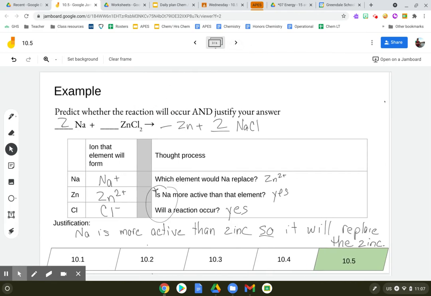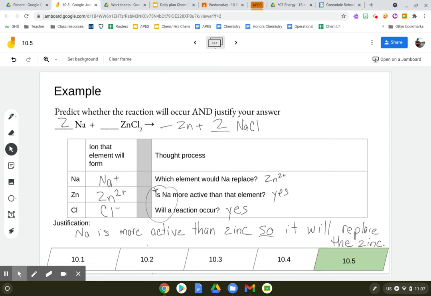I've already gone through the notes, so I'm just going to talk through them. What we need to do is predict whether the reaction will occur and justify our answer. What I have in the box is really the thought process. It's a scaffold to think through it. Really, your answer will be that justification. It'll be yes, it reacts, or no, it doesn't, and then telling me how you decided that.